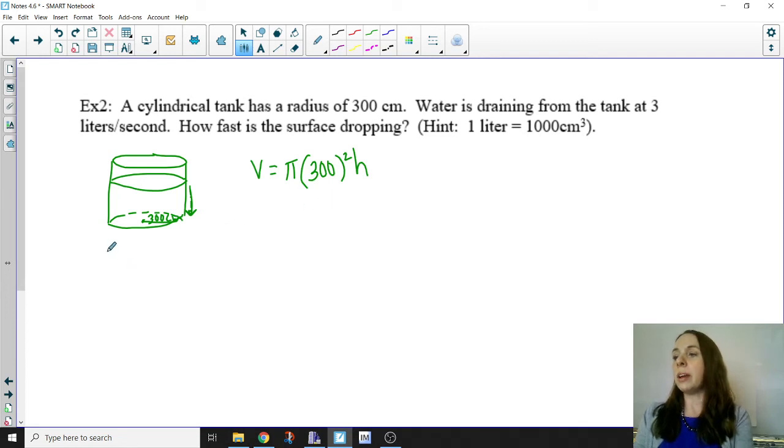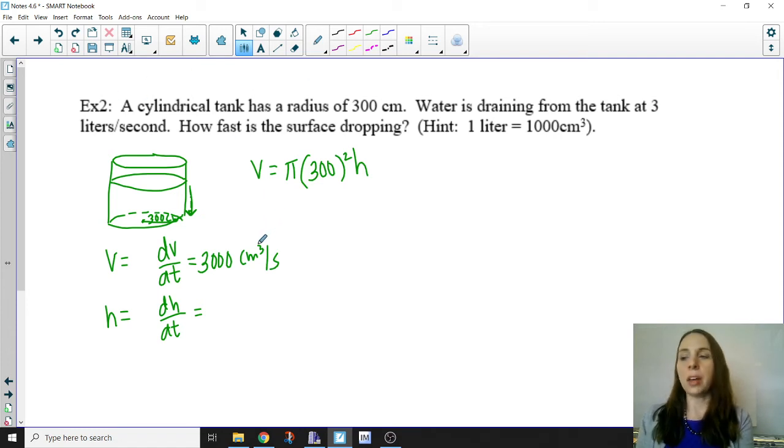So what are our letters? Our letters are v, dv over dt, and h, and dh over dt. Now, of those 4 variables, we only know one. We know that the dv over dt value, as I mentioned, is 3,000 cubic centimeters per second. I changed 3 liters per second to 3,000 cubic centimeters per second. Okay. I don't have any of these other pieces.